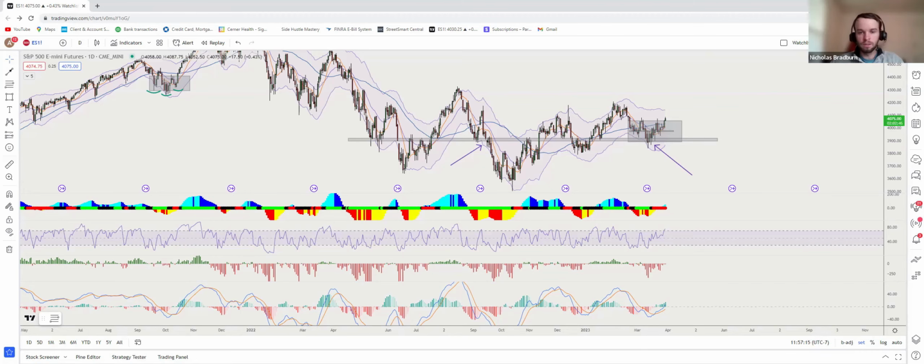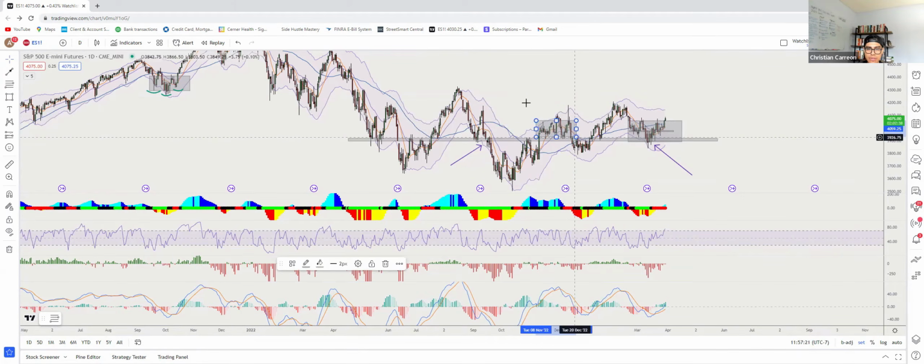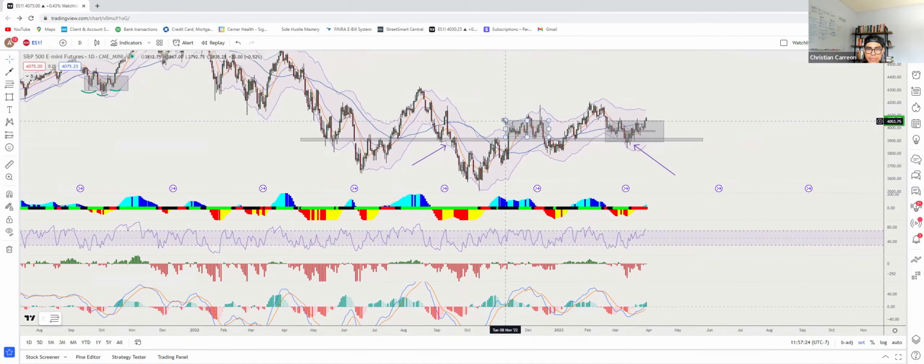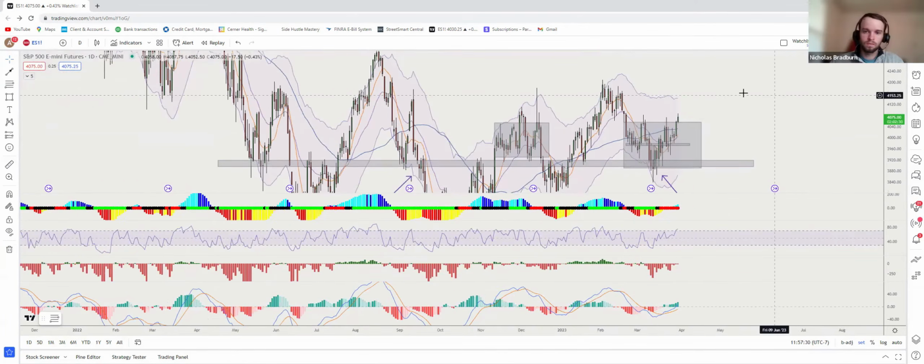Would you share an example of a box trade that did not work? Yeah, this one here. So I'm just drawing the box. I'm not saying that this is the box boundaries, but I'm just covering the whole range. Let me make it bigger.